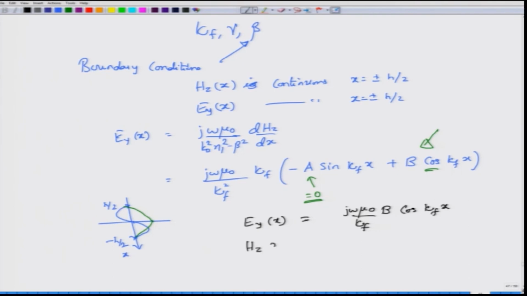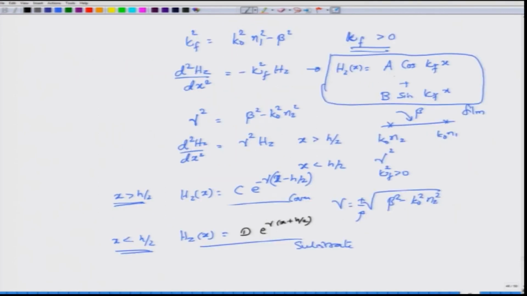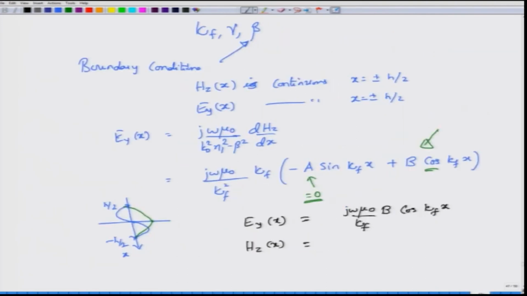The corresponding Hz of x will be of the form, so let us look at Hz of x. Because we have set a equal to 0, it will not have that term. It will have only the b sin kappa f x term. So this would be b sin kappa f x. This is in the film.